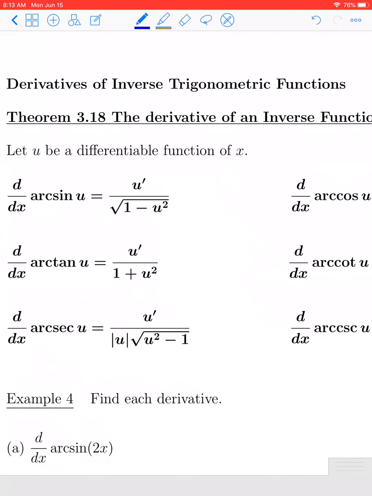We just derived the formula for the inverse tangent's derivative. Let's take a look at the rest of the derivatives of the inverse trig functions. We're going to state the theorem in the most general form, which involves using the chain rule. Let's suppose that u is a differentiable function of x.